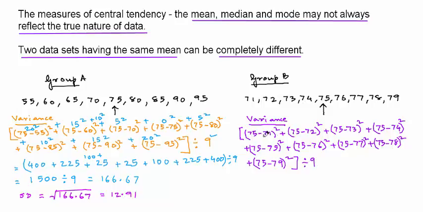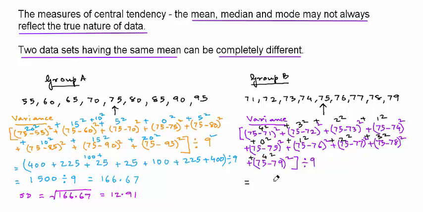75 minus 71 is only 4, so 4 square is 16. Let me just write down 4 square now. 4 square plus 3 square, 75 minus 72 is 3, plus 2 square. I think you already started finding the difference. We are at 20 square, 15 square, 10 square. And on this one you only have a 4 square, 3 square, 2 square, 1 square. Obviously this is a 0 square. Again, 75 minus 76 is negative 1, and if you square that, it's the same as 1 square, plus 2 square, plus 3 square, plus 4 square.